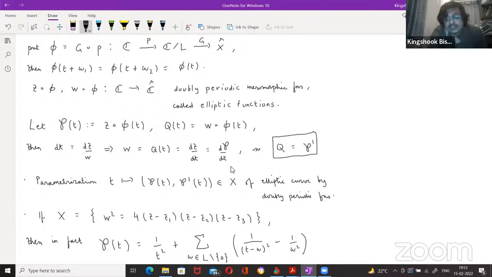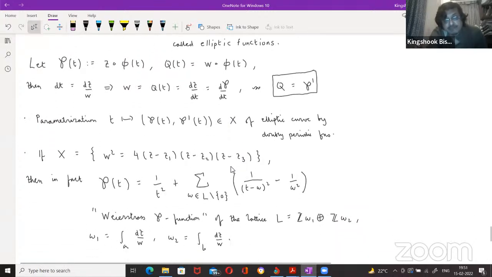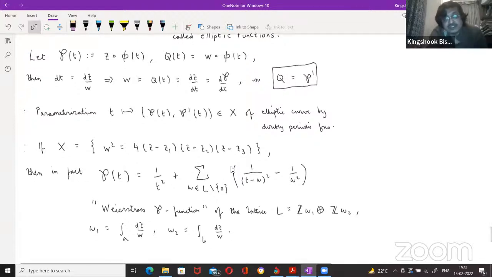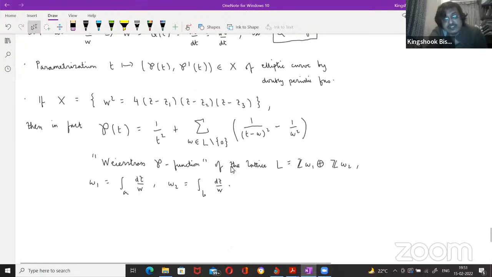Okay. And to finish, I'll just say what this function P is. You can give an explicit formula for this. This is a well-known elliptic function, that means a doubly periodic meromorphic function, called the Weierstrass P function. So if we write our elliptic curve in the form w squared equal to 4 times this cubic, then in fact this function P of t is given by an infinite sum. It's 1 over t squared plus a sum over nonzero omega in the lattice, 1 over (t minus omega) squared minus 1 over omega squared.